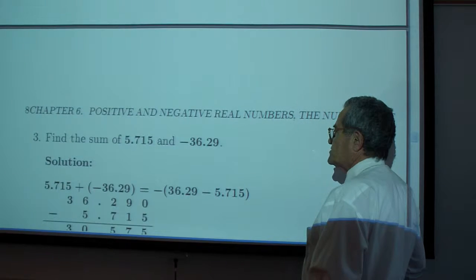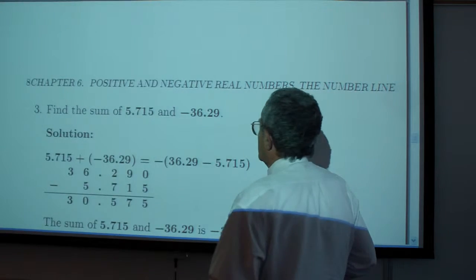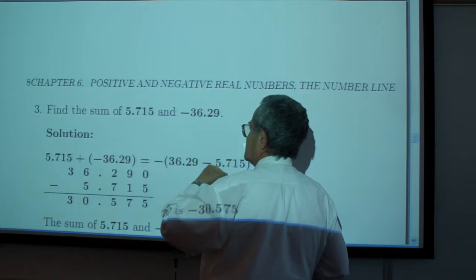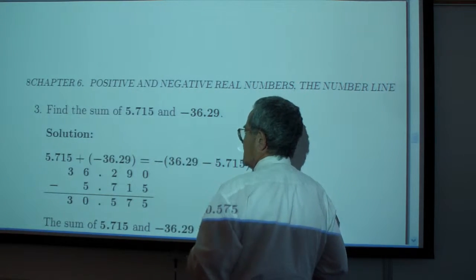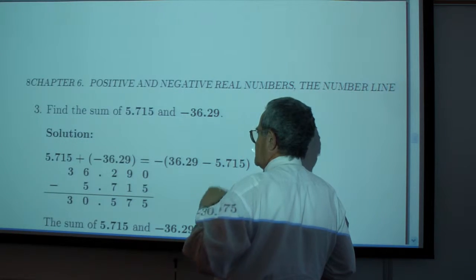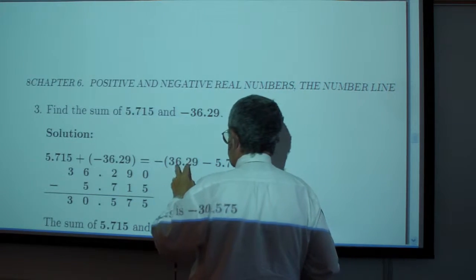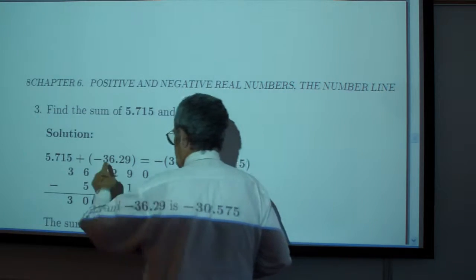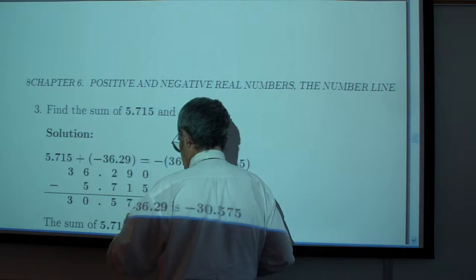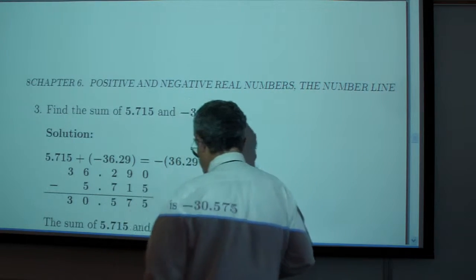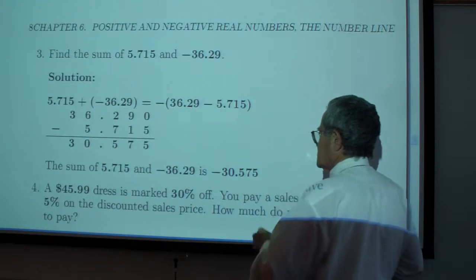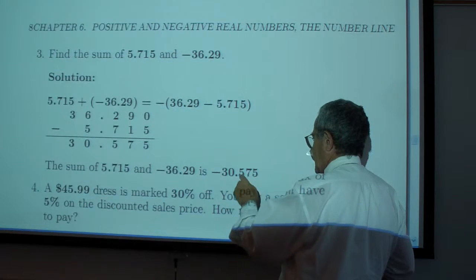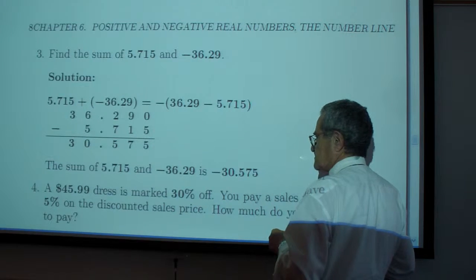Find the sum of these two numbers. Well, you have 5 minus 36, that's going to be a negative number. You borrow more than what you have. And that's the opposite of 36.29 minus 5.715. Line up the decimal points, you come up with this number. The result is the opposite of that number. So negative 30 and 575 10,000,000ths.